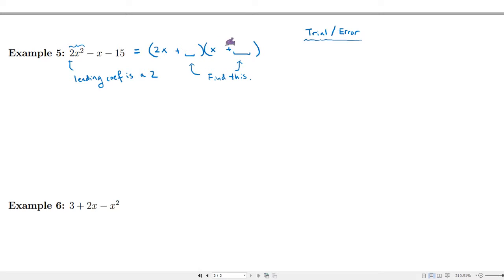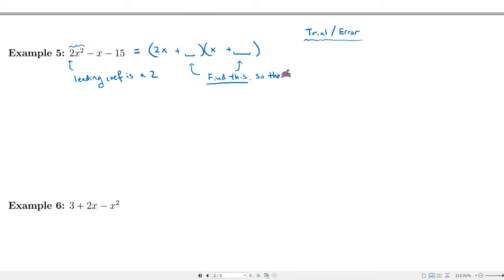one thing we definitely know is when you do this foiling procedure, the terms that may simplify a little bit are the middle terms, right? Those are the ones that may combine together. But the leading coefficient, leading term, is determined by what we put in these two places, and the constant term is determined by what we put in these two places by multiplication. So find this, okay?